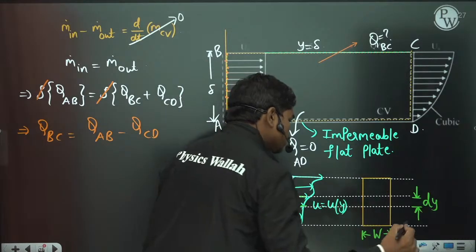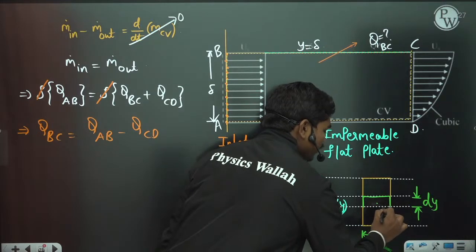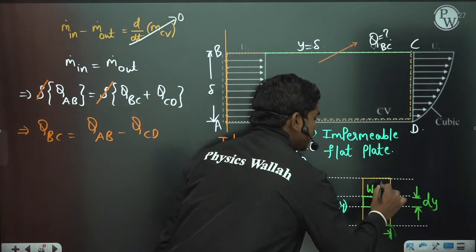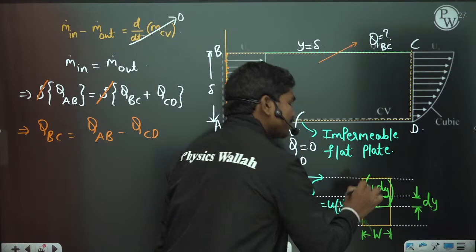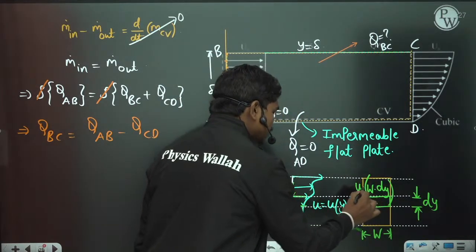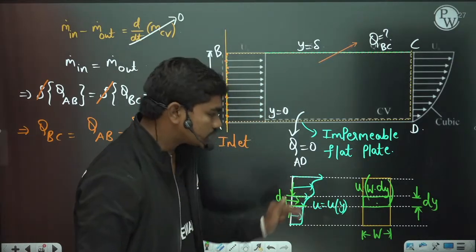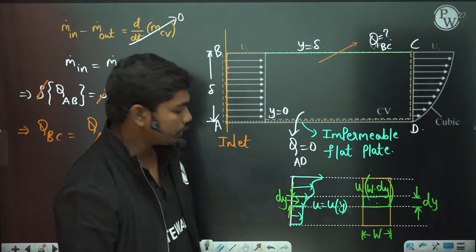Let us suppose small u is the velocity of the flow through this cross section. Then the area available for the flow is w into dy, and the velocity perpendicular to this area is u. Let us suppose at this location the velocity is u. Then the small discharge passing through this section is u times w into dy.